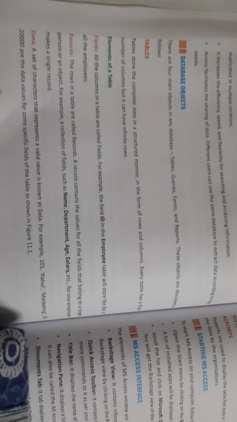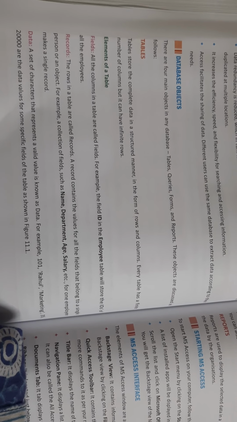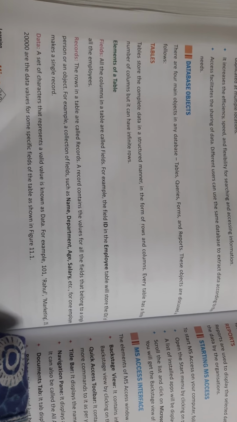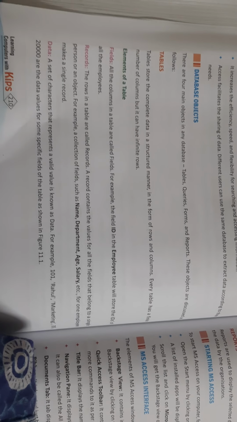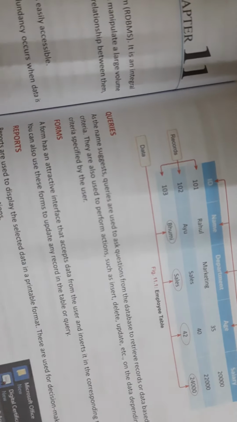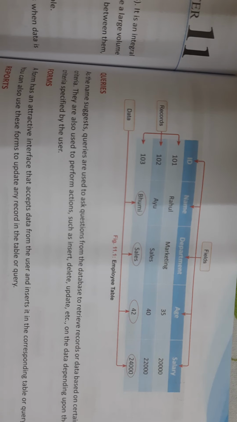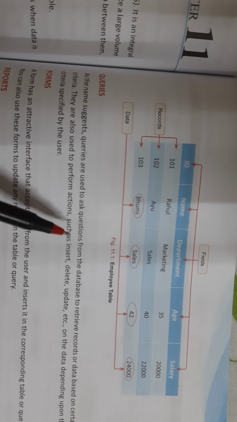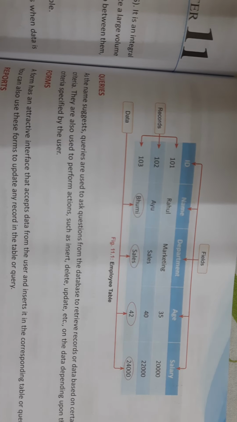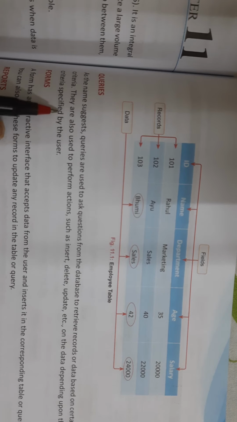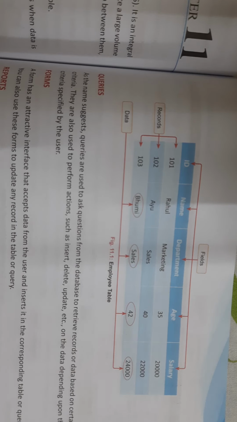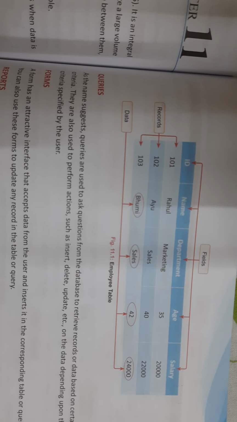Now data means what? It is a set of characters that represents a valid value which is known as data. For example, 101, Rahul, marketing, 35, 20,000. What are these? They are the data values for some specific fields of the table as shown in the figure 11.1. Just look at this figure now, 11.1. In this figure, you will find all the details of the employee table. Queries means what? As the name suggests, queries are used to ask questions from the database to retrieve records or data which is based on certain criteria. They are also used to perform actions such as insert, delete, update, etc. on the data depending upon the criteria which is specified by the user.